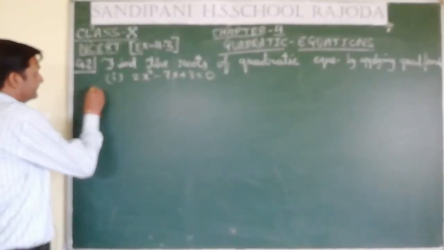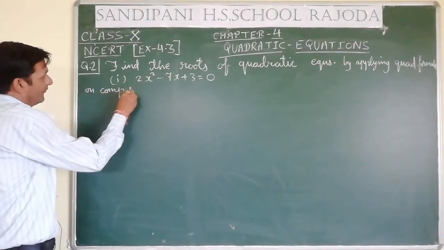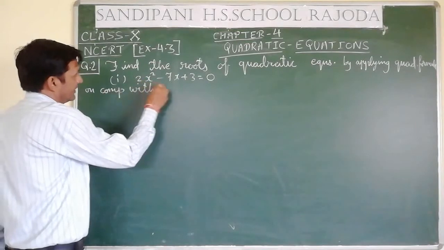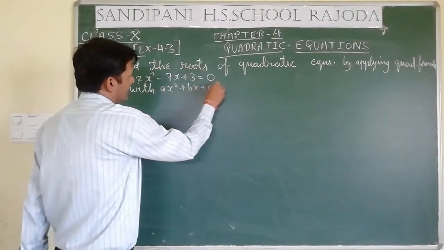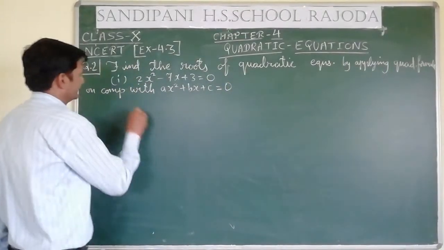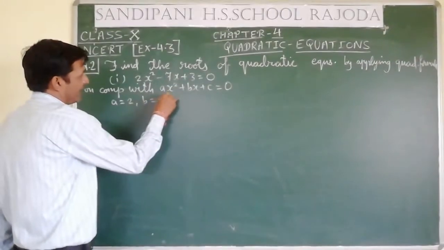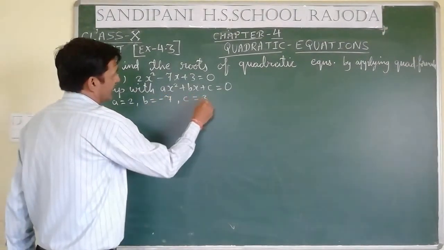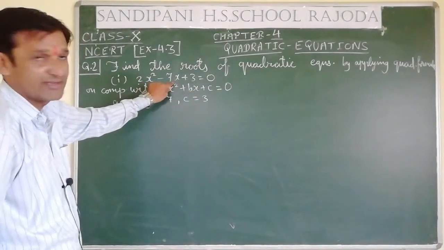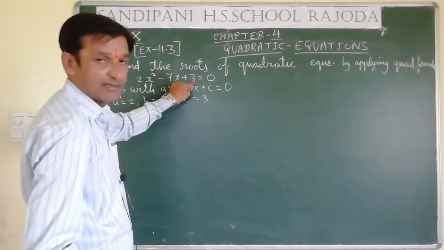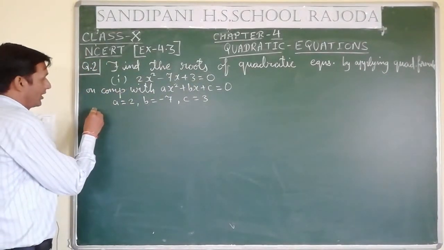Here, on comparing with ax square plus bx plus c is equal to 0, a is equal to 2, b is equal to minus 7 and c is equal to 3. In place of a, 2 is there. In place of b, minus 7 is there. In place of c, 3 is there. So these values we have to apply in the quadratic formula.